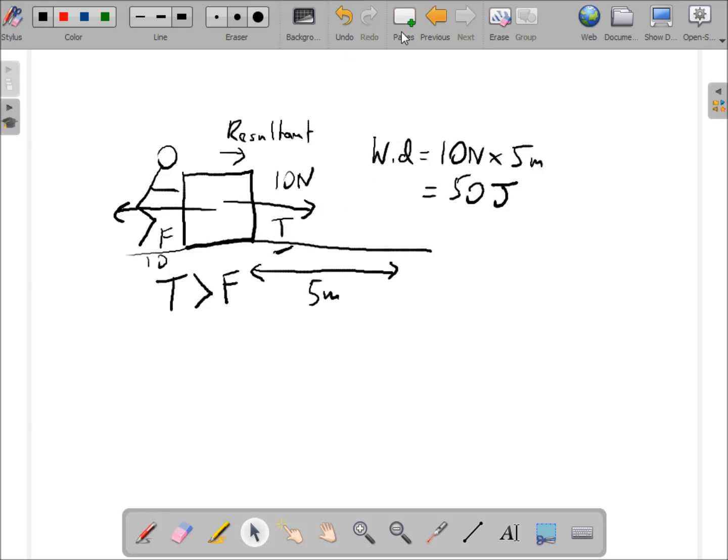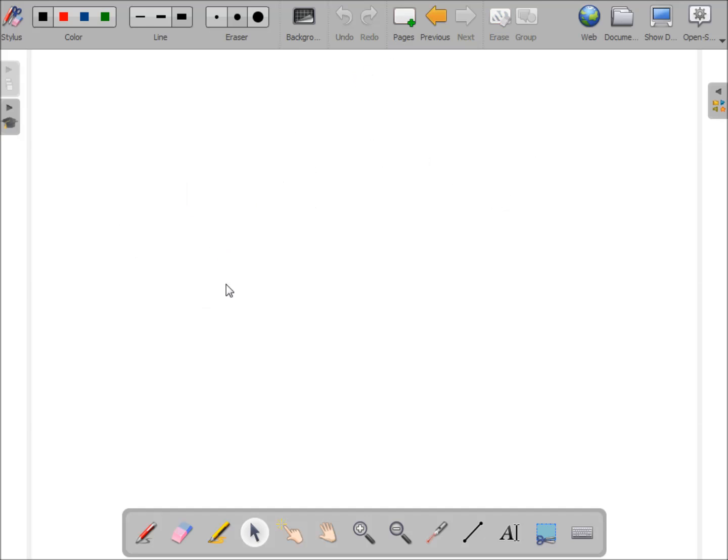So how does this extend itself in situations where we have a force at an angle? Well, let's consider an example of a box again. But in this case, the box is being dragged by a person using a rope, and the rope is at an angle to the horizontal, say an angle of 30 degrees, and the force is, say, 100 newtons.